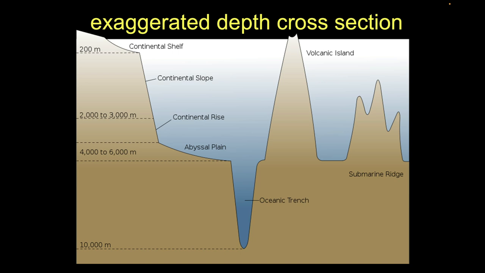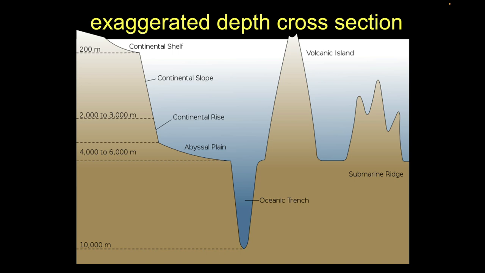And then we hit the abyssal plain. Most of the ocean, the bottom of most of the ocean, the benthos, is mostly abyssal plain. So that's more or less flat, rolling hills kind of thing, right? Not much elevational change. The plain is punctuated by a few things as we move around the world's ocean.